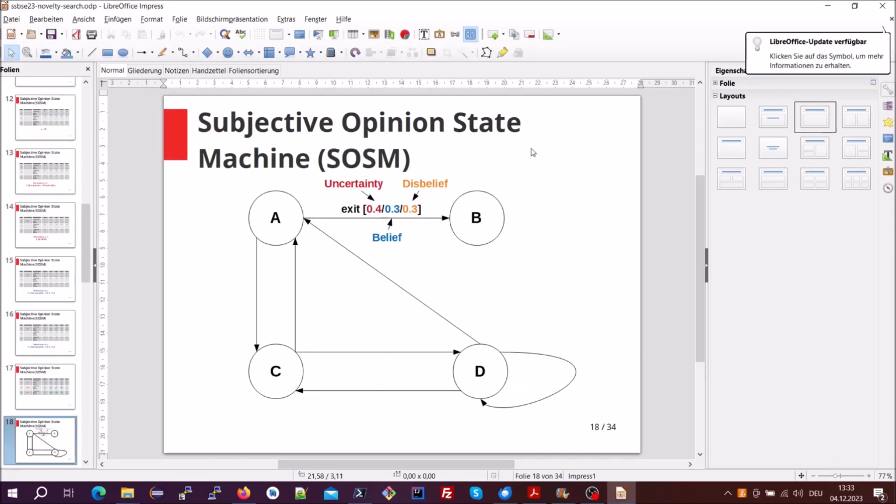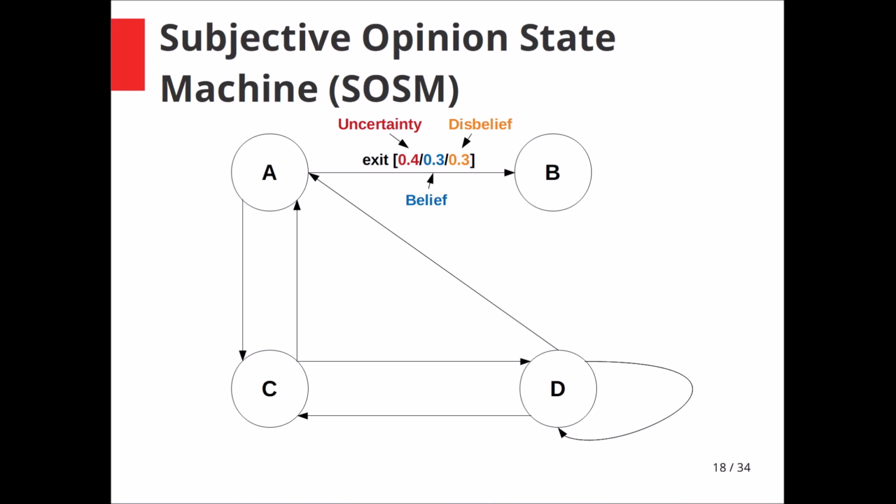Now we can compute a subjective opinion for a specific path, by using a specific multiplication operator that multiplies the individual uncertainties, belief and disbelief probabilities.